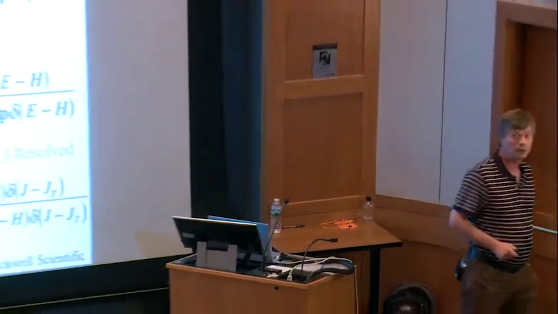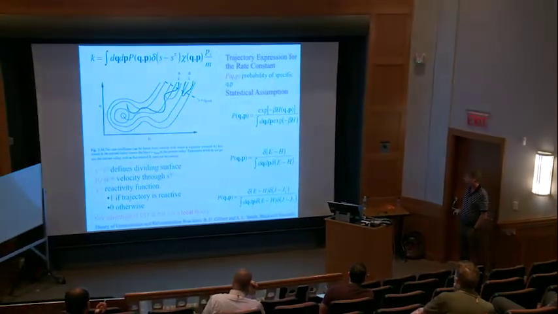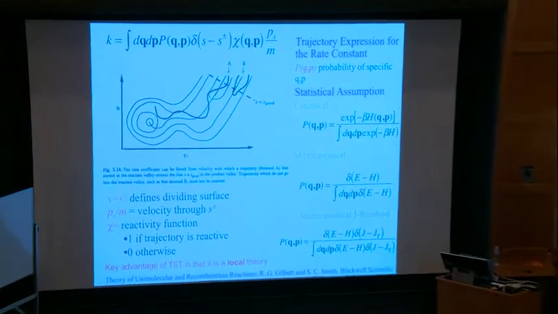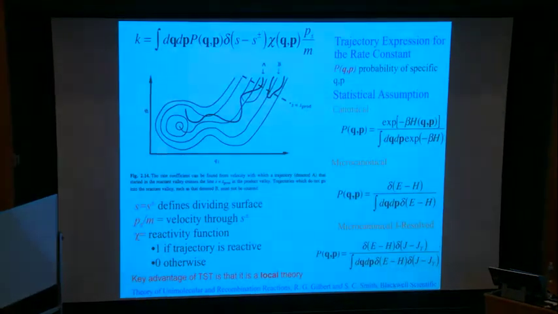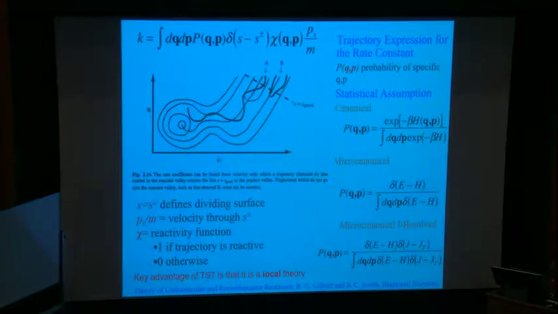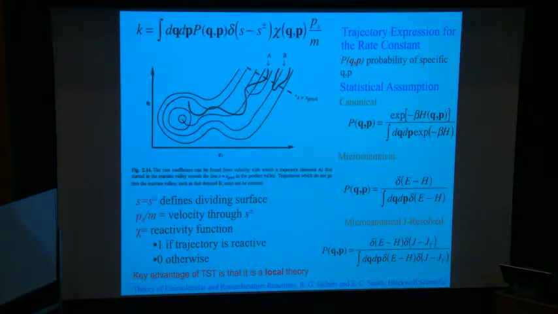So let's try and think about what transition state theory is. But before we do, let's think about what it means to calculate a rate constant with classical mechanics. It's nice to start in a classical world and try to understand what rate constants are and how you can derive them, and then we can introduce quantum corrections and see how we go from classical to quantum within the transition state theory framework.